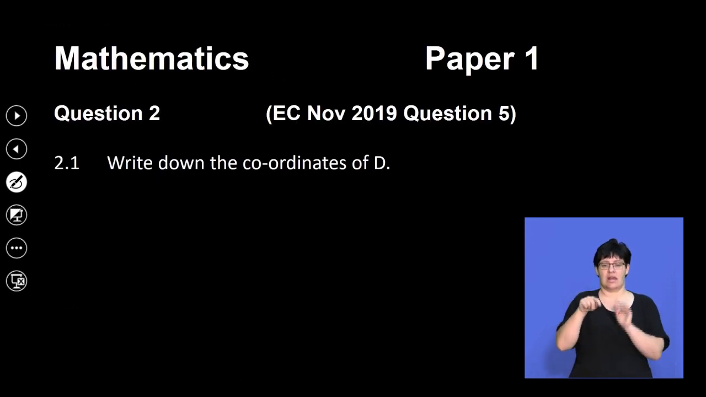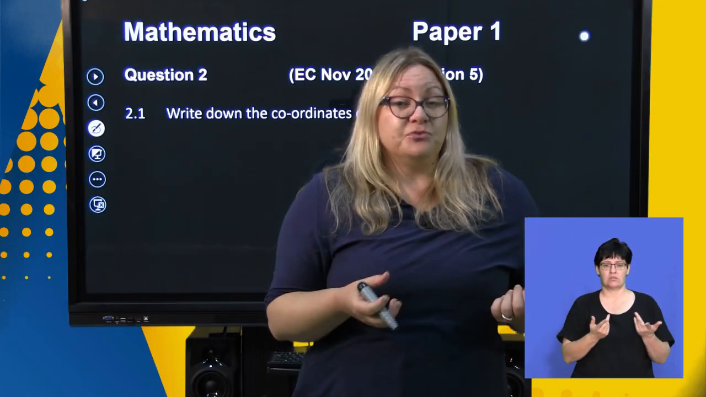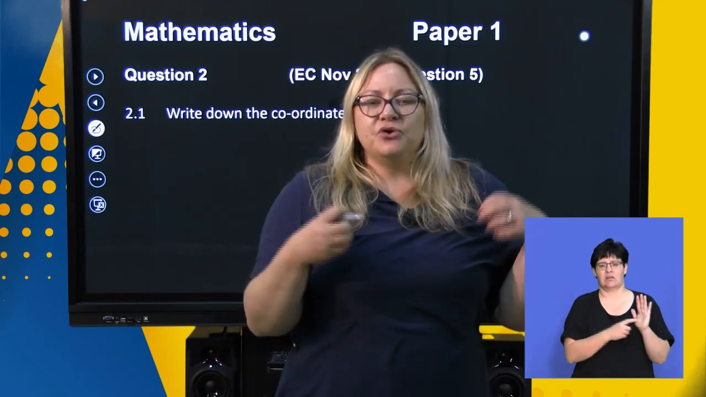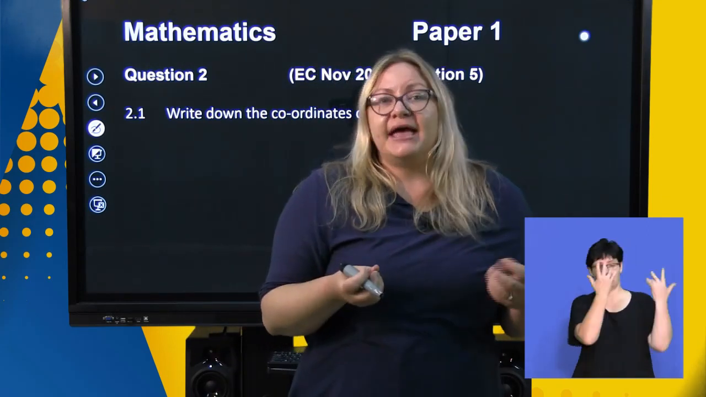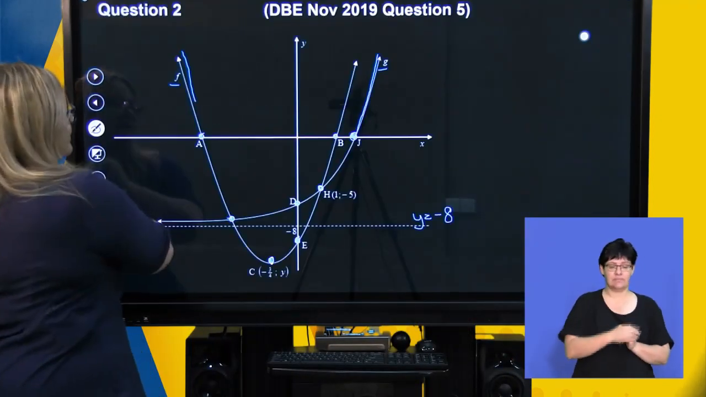Okay, let's look at the questions now. The first question is, write down the coordinates of D. So when you're asked to write down coordinates, it's probably going to be out of very few marks, possibly 1 or 2 marks only, and you don't necessarily need to show your working. You can just literally write down the coordinates. So let's go back and look at that.